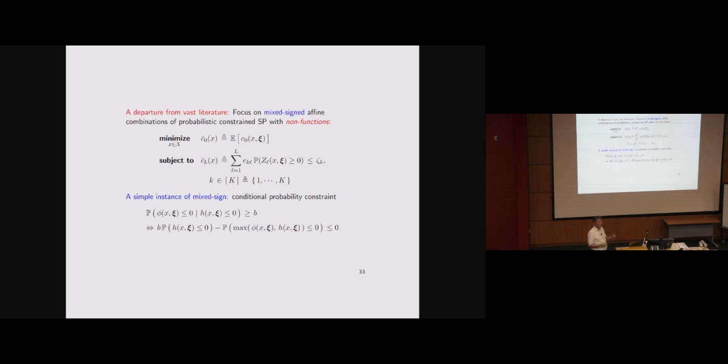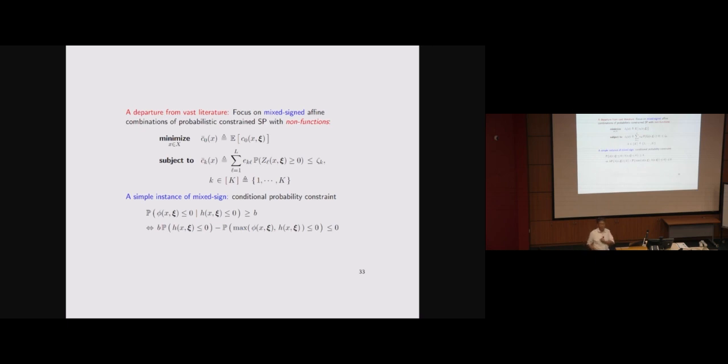What I showed you in the beginning is what we are actually working on right now. Instead of just probabilistic constraints, we have expectation constraints, and the expectation constraints can involve step functions. In a way, this is like a standard chance constraint program, but with a very important departure. It's a very significant departure from the vast literature on chance constraints.